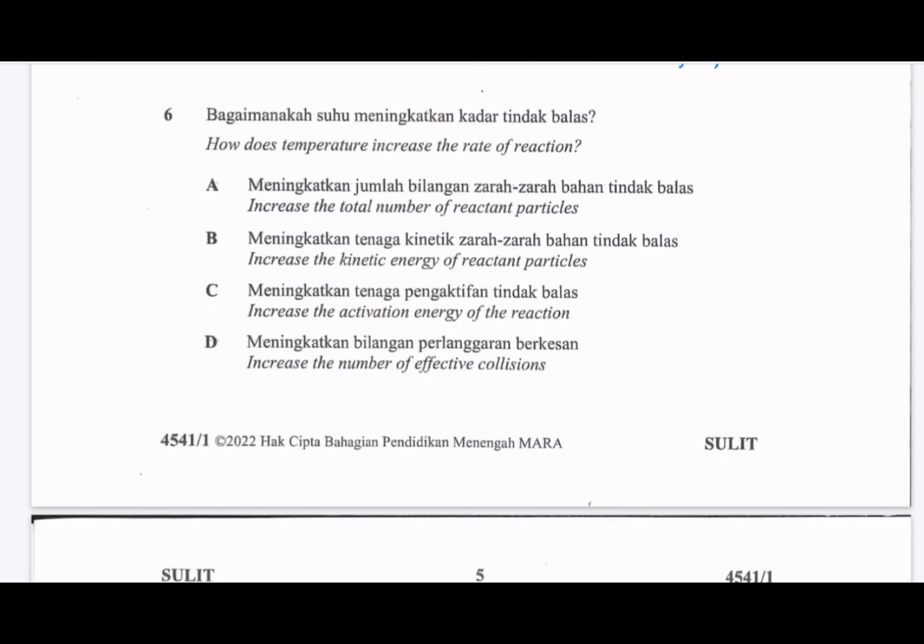Question 6. How does temperature increase the rate of reaction?